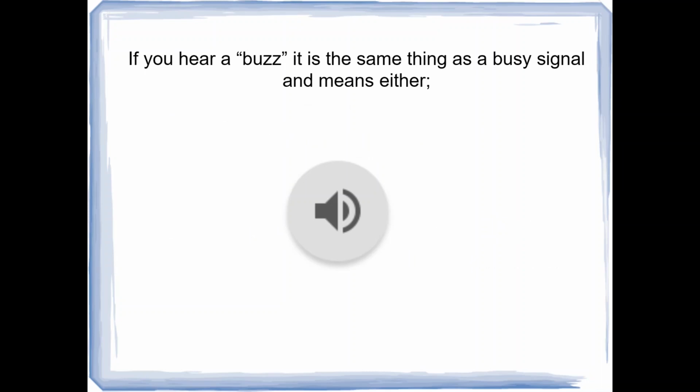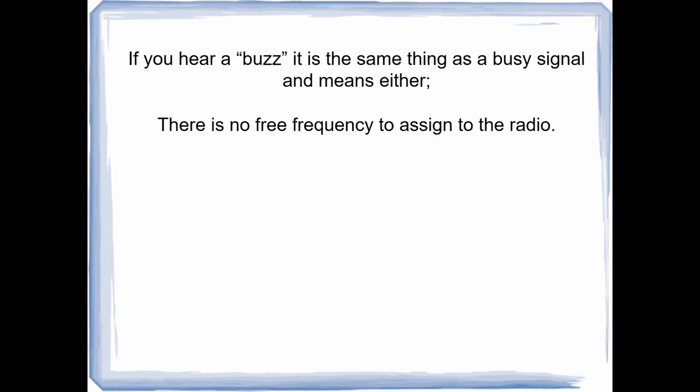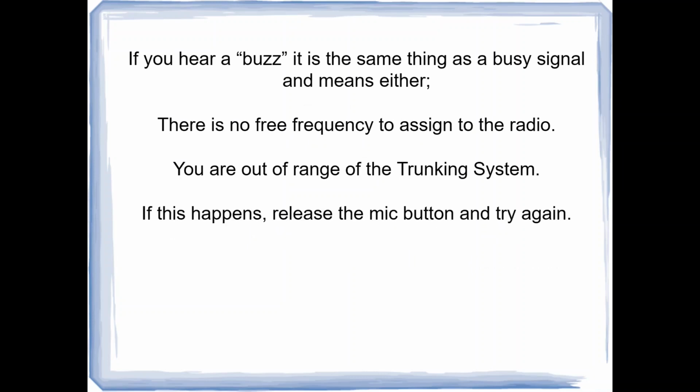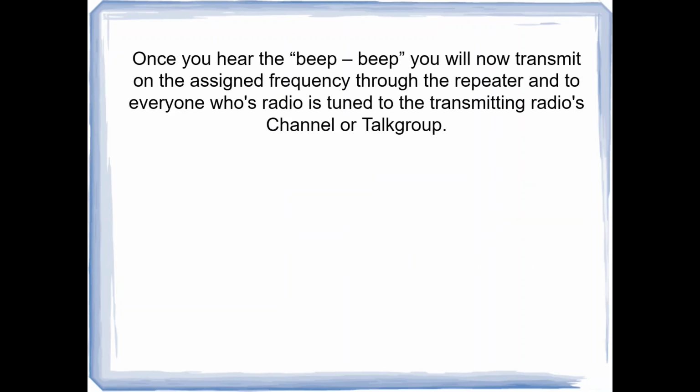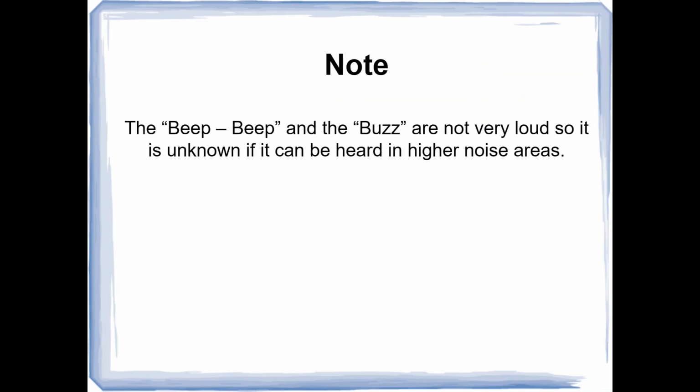If you hear a buzz instead, then there is no free frequency to be assigned. Or you are out of range of the trunking system. If this happens, release the mic button and try again. Once you hear the OK to transmit beep, you will now be transmitting through the assigned repeater until you release the mic button. Note, the OK to transmit and the can't transmit sounds are not very loud, so this can be an issue in high noise areas.